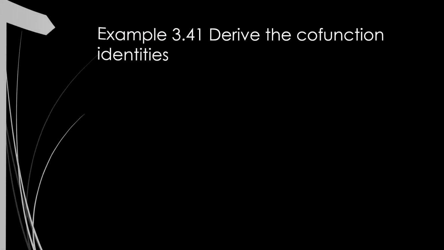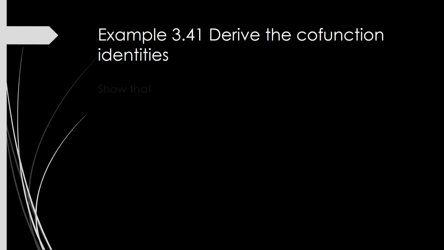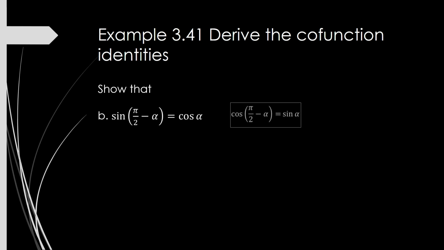How about the second one? Okay, so the second cofunction identity is kind of tricky because we will use the earlier cofunction identity, the one that we just proved. How do we show it? So pay attention to this, okay? Cosine of pi over 2 minus alpha is equal to sine of alpha. So what I'm going to do is I will replace alpha with pi over 2 minus alpha, okay?